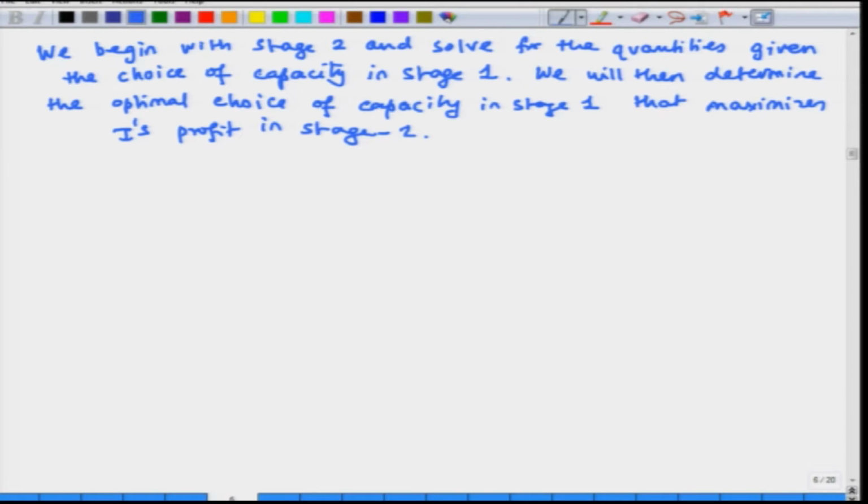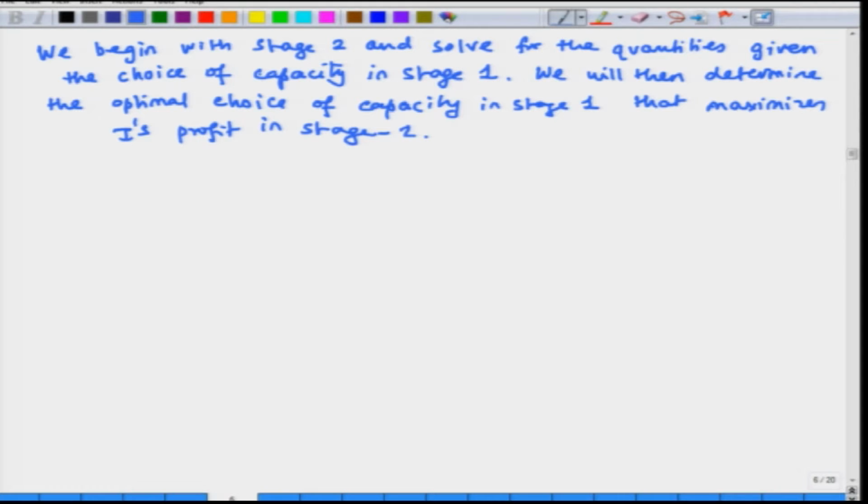So, we start with the end of the game, which is stage 2, and solve for the quantities because stage 2 is the Cournot competition stage. Given the capacity chosen by the incumbent, we solve for the Cournot outcomes, and then we step back to stage 1 and ask what is the choice of K1 bar that maximizes the incumbent's profit.